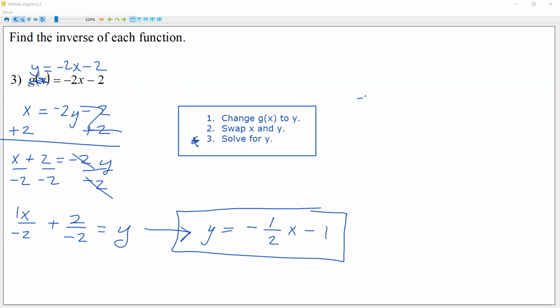But the proper notation, because remember, this didn't start out as y equals, it started out as g of x. So the proper notation would be to say g inverse of x, because it started with g of x, g parentheses x, which you would read as g of x. So g inverse of x is g to the negative 1 power of x is what it looks like. And then you just write whatever you got for your equation.